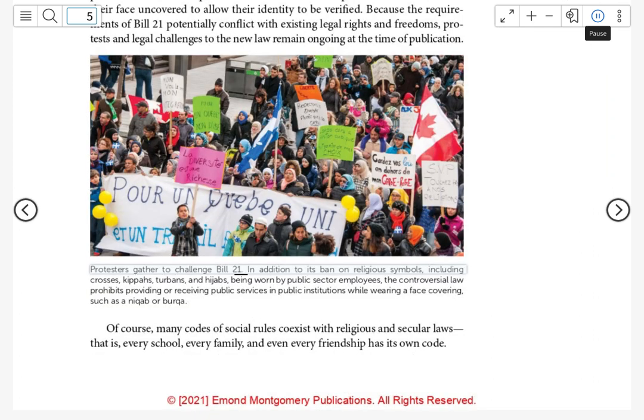Protesters gather to challenge Bill 21. In addition to its ban on religious symbols, including crosses, kippas, turbans, and hijabs, being worn by public sector employees, the controversial law prohibits providing or receiving public services in public institutions while wearing a face covering, such as a niqab or burqa. Of course, many codes of social rules coexist with religious and secular laws.